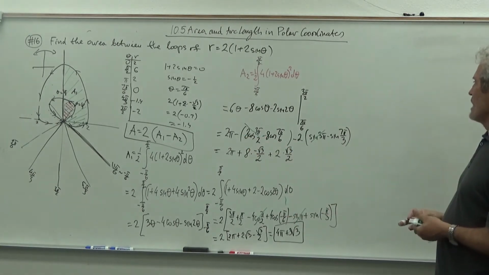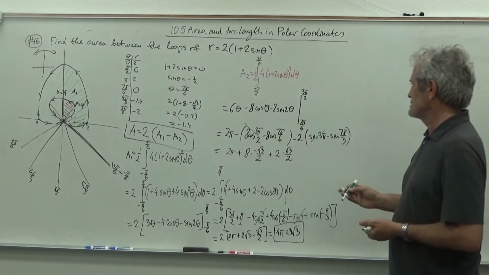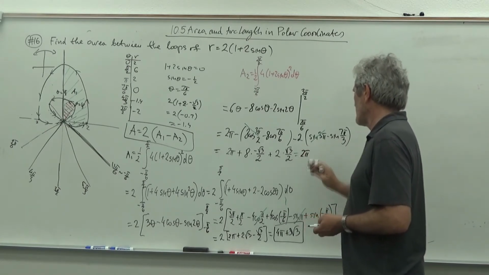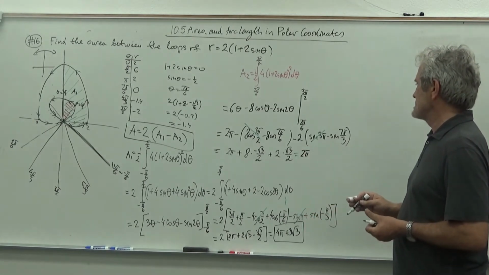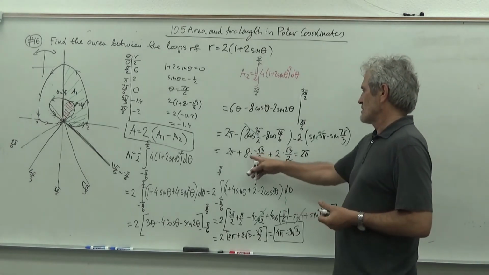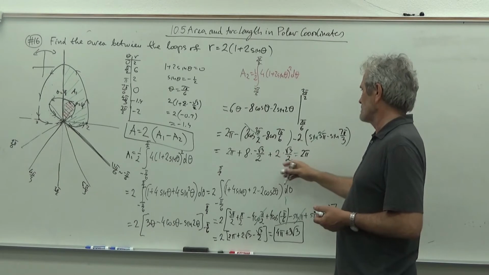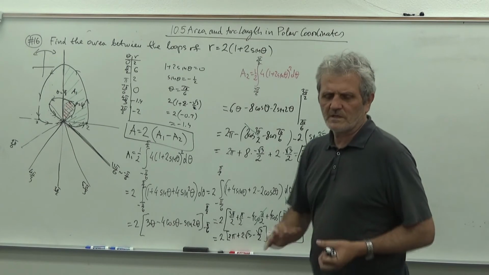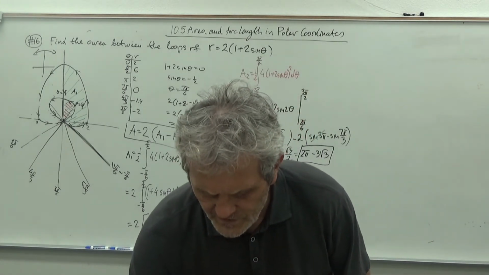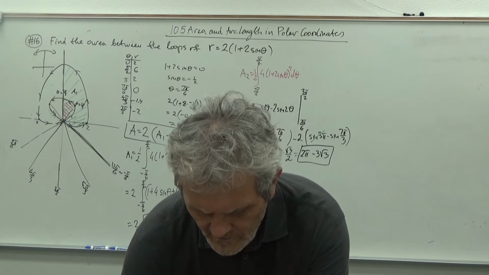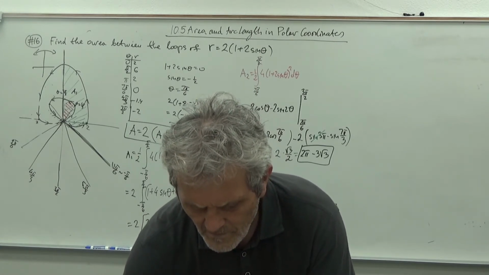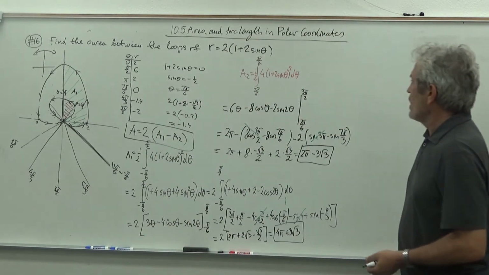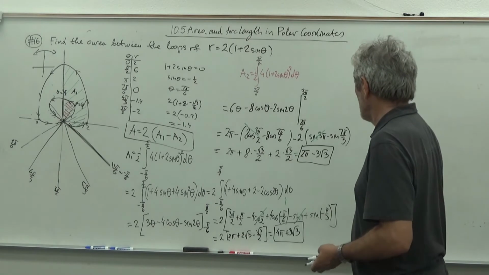Because it didn't help me. And then cosine has its own minus. So what would that give me? It would give me 2 pi minus 4 root 3 and plus root 3 would be minus 3 root 3. You can calculate it. Let me check my calculations. Good. And that's it.